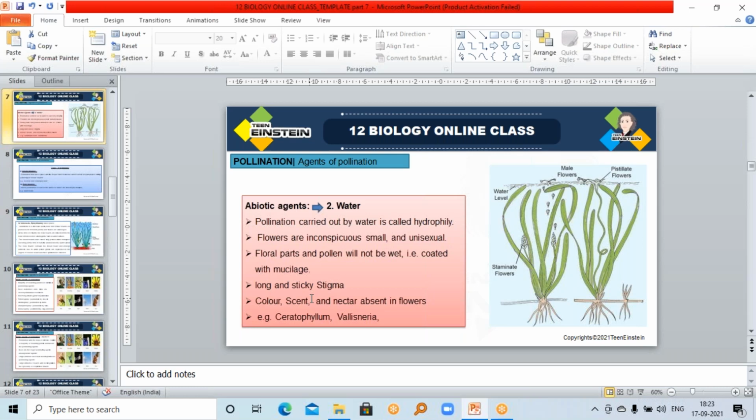Examples for hydrophilous plants are Ceratophyllum and Vallisneria. Ceratophyllum and Vallisneria, these are the examples for hydrophilous plants. Okay.